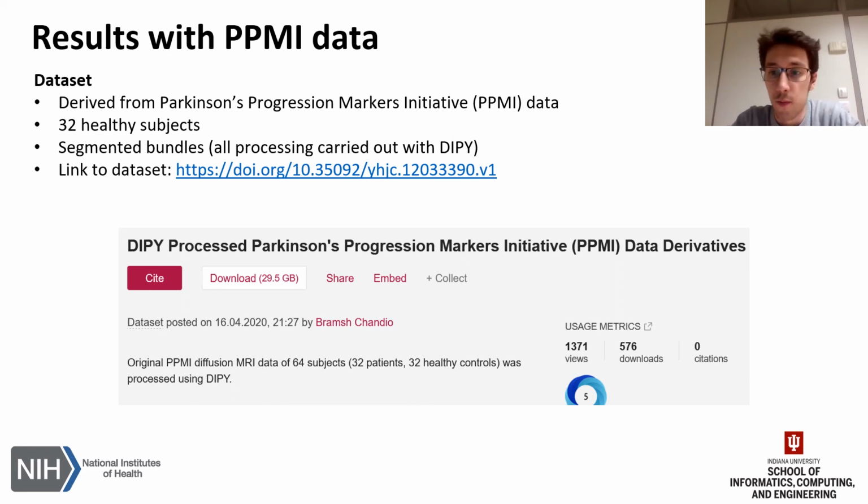We are currently working with a dataset derived from Parkinson's Progression Markers Initiative data, PPMI. It has segmented bundles from 32 subjects, and the dataset is available online in case anyone finds it useful. And it's a good example of how to use Dipy for processing, as all the steps required to generate the dataset were carried out in Dipy.